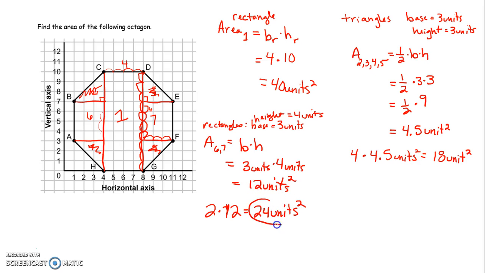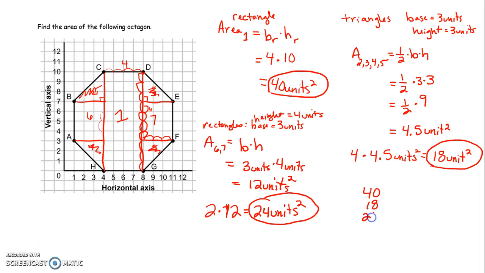And now I know when I broke it down, figures 6 and 7 were 24 square units. Figure 1 was 40 square units. And figures 2, 3, 4, and 5 had a total of 18 square units. So to find the overall area of this octagon, I just add those up. 40, 18, 24. We're going to go ahead and add those up. 8 and 4 is 12. 4 and 1 is 5, and 1 is 6, and 2 is 8. Let's hope I added that correctly. As long as I did, the overall area for this octagon is 82 square units.